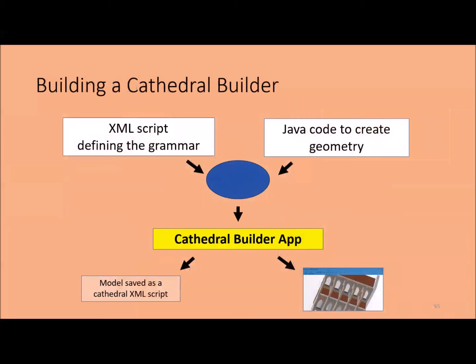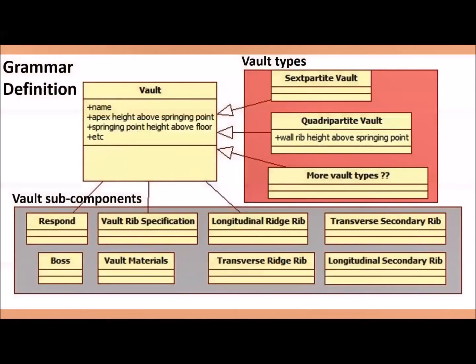The Cathedral Builder itself is a combination of the definition of a cathedral grammar and Java code to create the geometry. Now here is a more formal representation of the definition of the grammar for vaults. Vault types are shown top right. Vault subcomponents are shown below. Two types of vaults so far we've got. If anyone wants to take this further, then please get in touch.